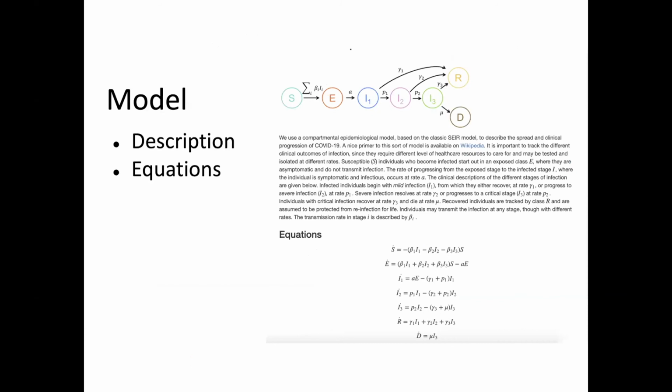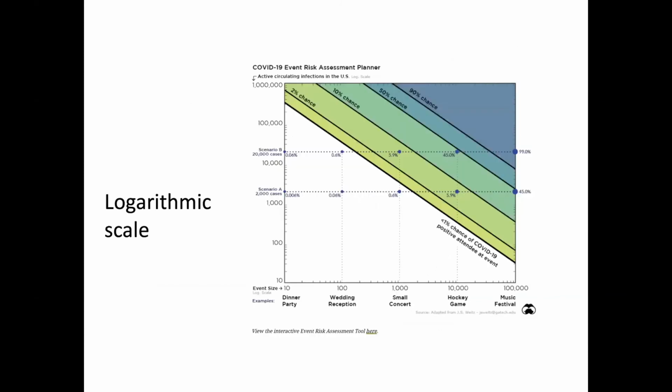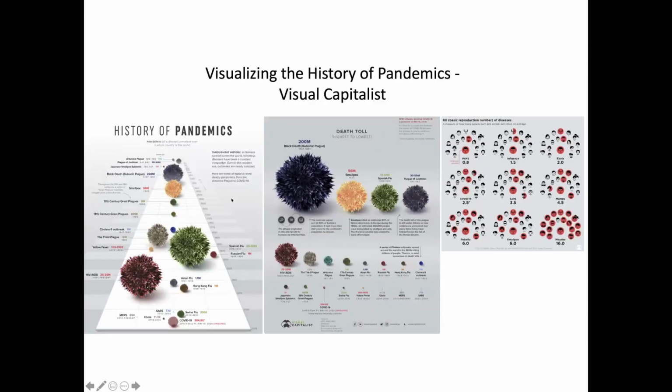We want to look at uncertainty. We want to look at sort of equations. We want to look at log scales and things like that. Maybe even using things like GANs to generate art. This is very effective visually, I think.